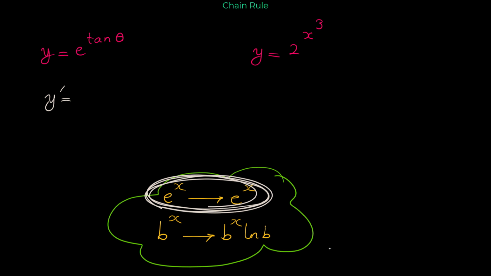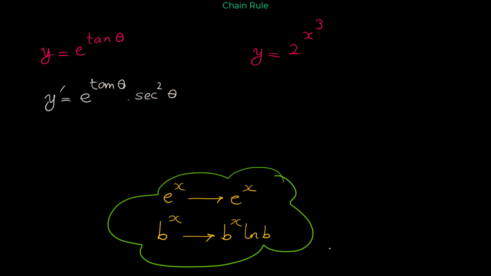This is the derivative of the outside function. So we have e to the tangent theta. But we know that based on the chain rule, we have to multiply this by the derivative of the inside. And inside here is basically the exponent. What is the derivative of tangent theta? The derivative of tangent theta is secant squared. So we have to multiply this by secant squared. And this completes this question.